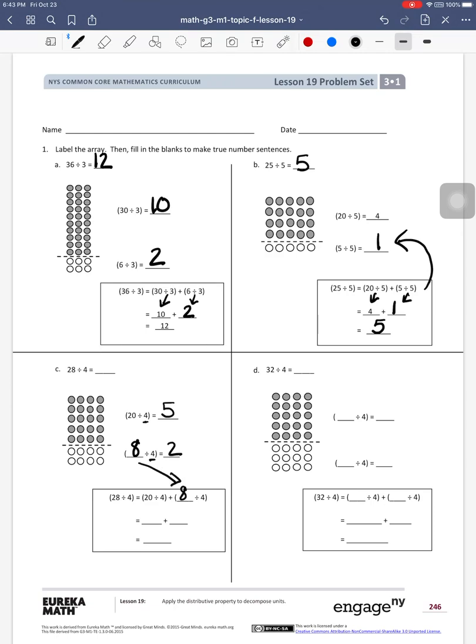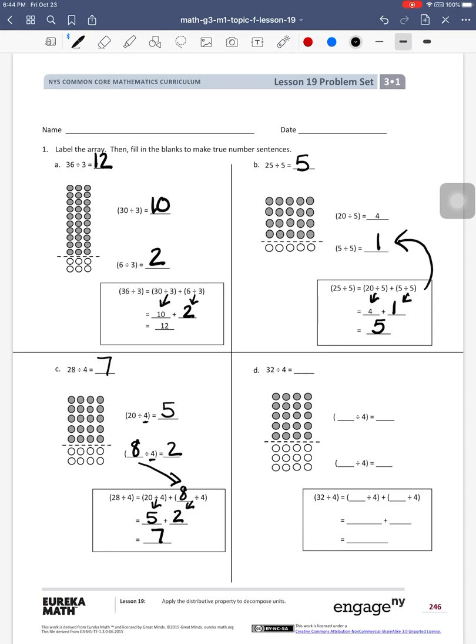8 divided by 4. And 20 divided by 4 equals 5. Awesome. 8 divided by 4 equals 2. You are super smart. So what does 5 plus 2 equal? That's right. It equals 7. So 28 divided by 4 equals 7. Yay! All right, let's move to D.